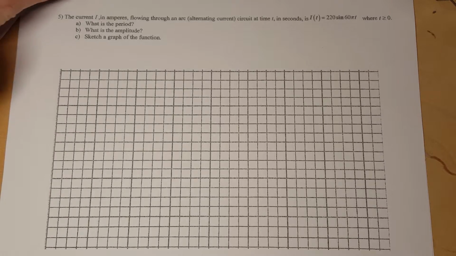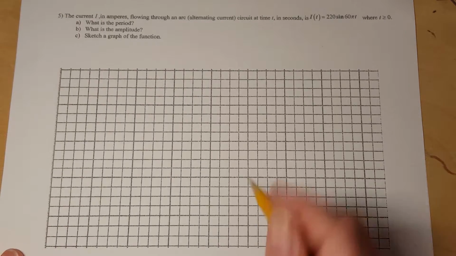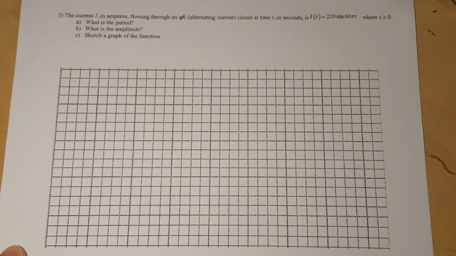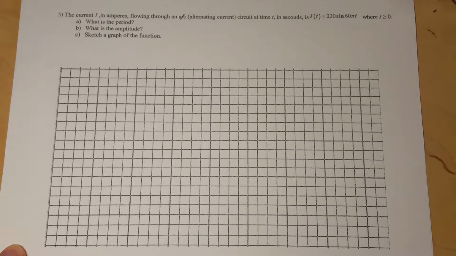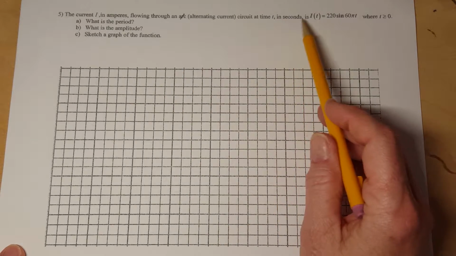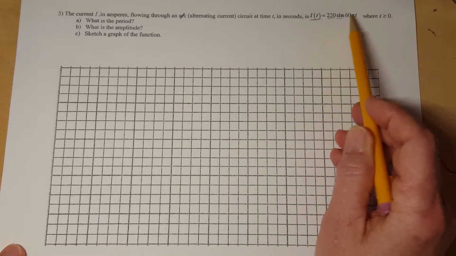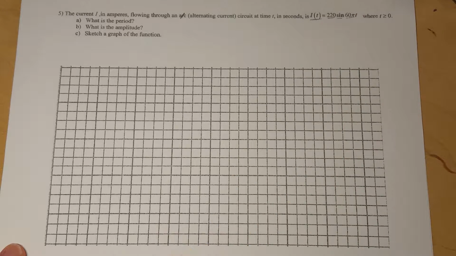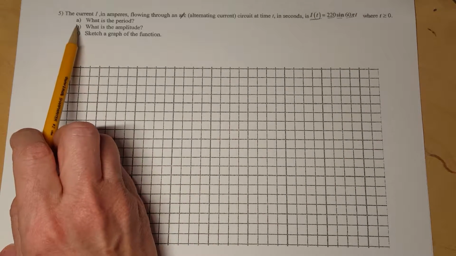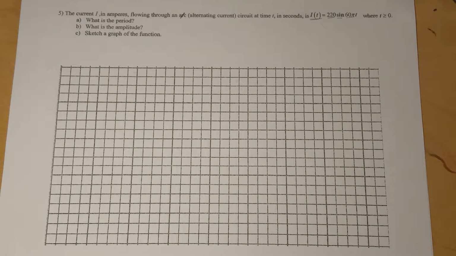For number 5, we have the current in amperes flowing through an AC circuit at time t. So in seconds, the current in amps is equal to 220 sine 60 pi t. The questions are, what is the period, what is the amplitude, and sketch the graph.